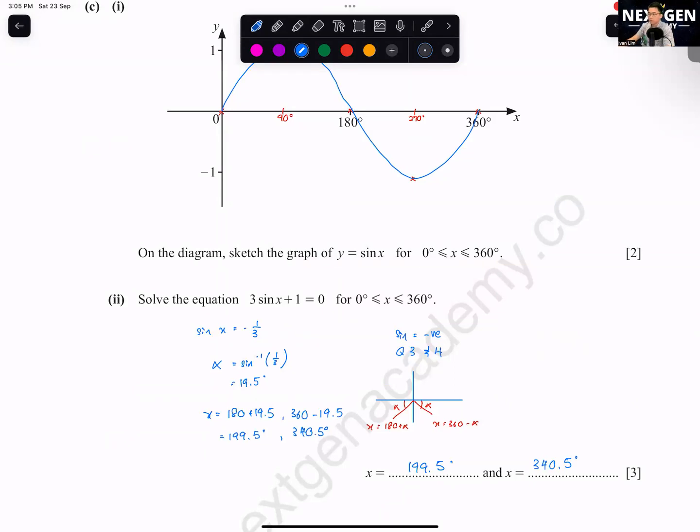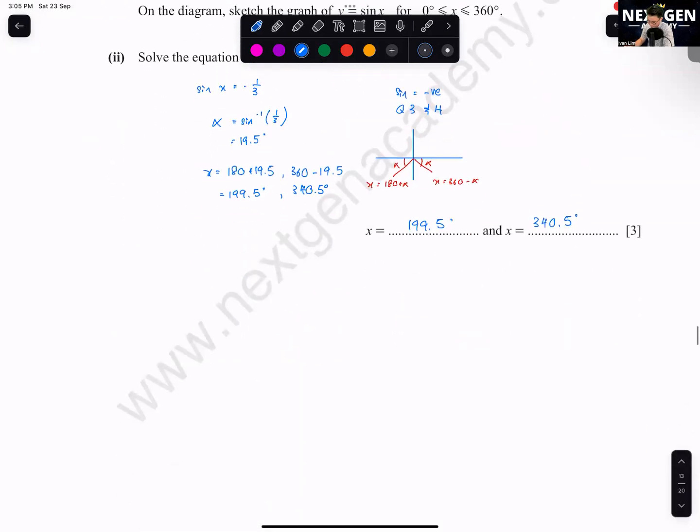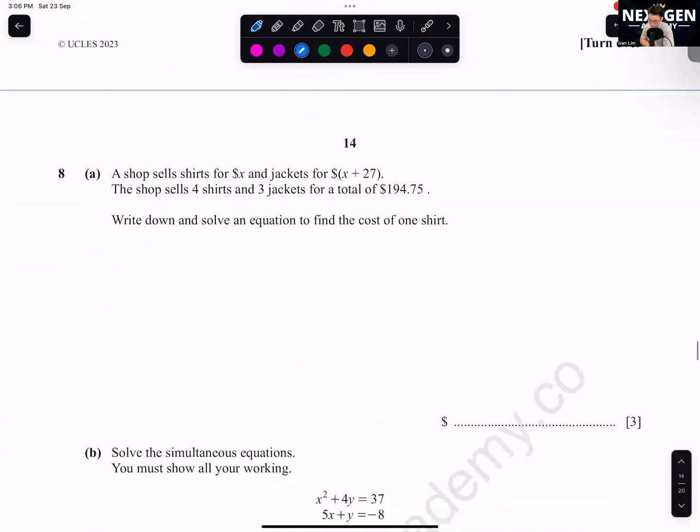Okay, let's go to question 8A right now. A shop sells shirts for x dollars and jackets for x plus $27. The shop sells 4 shirts and 3 jackets for a total of 194.75. Okay, so 4 shirts, 3 jackets. Write down and solve an equation for the cost of 1 shirt.